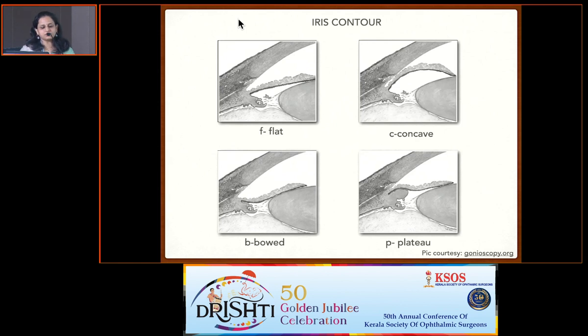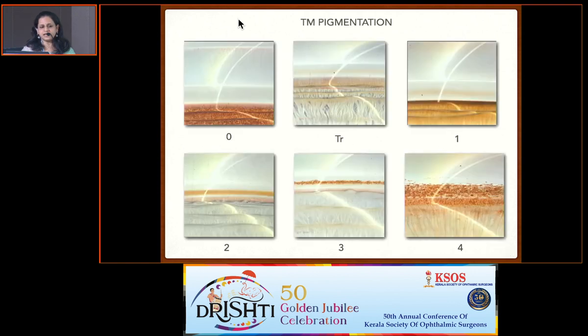Now iris contour is also important. Normally the normal contour is represented as F, that is flat. C is a concave one which you can get in an angle closure. B is a bowed one which you can get in a pigment dispersion syndrome. And P is a plateau iris which already sir has showed you. And according to the trabecular meshwork pigmentation, you have various grading from 0, trace, 1, 2, 3 and 4.